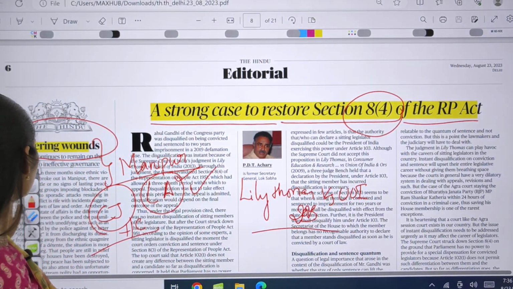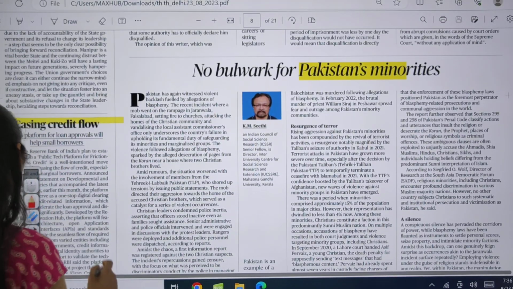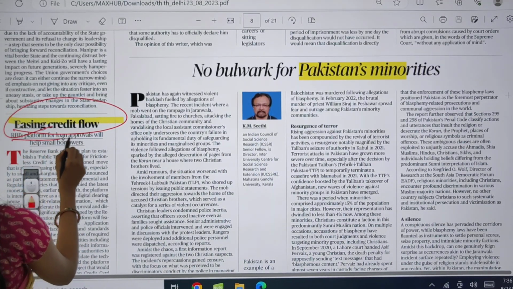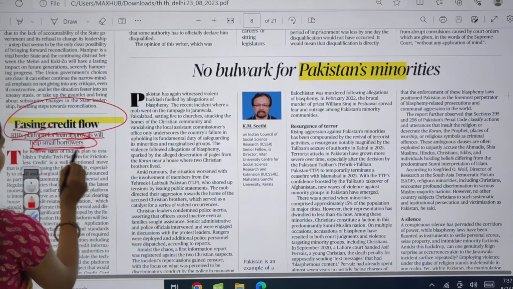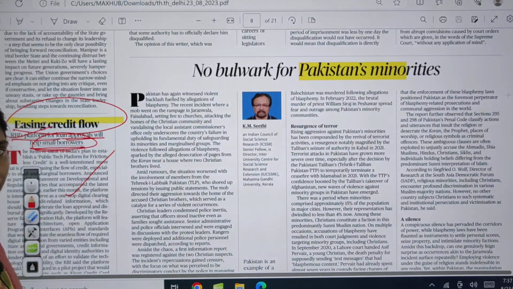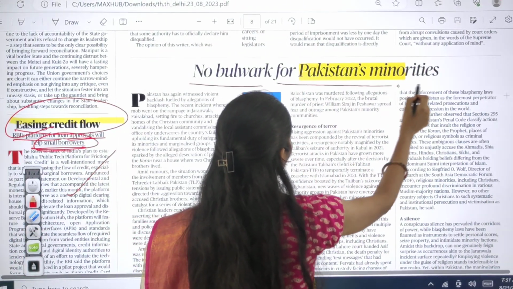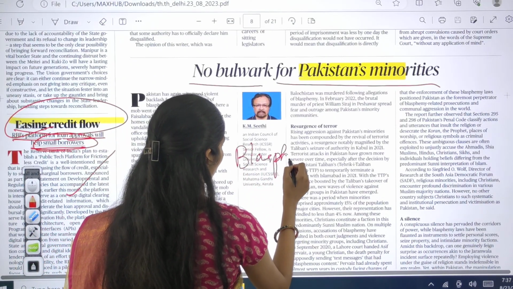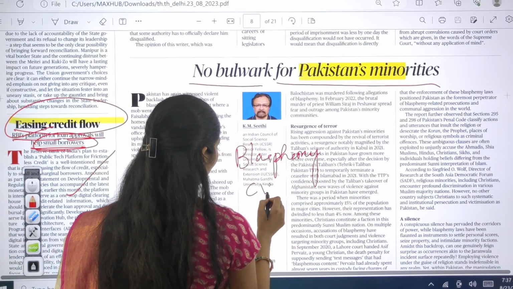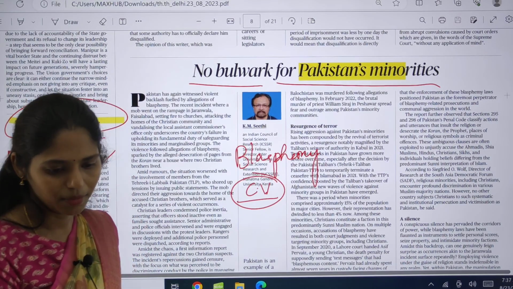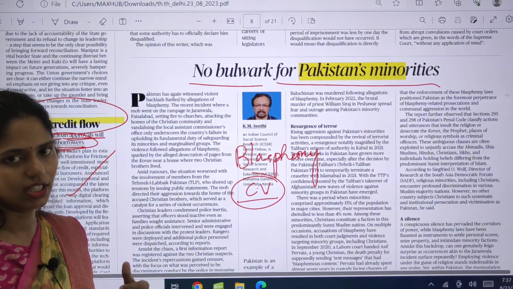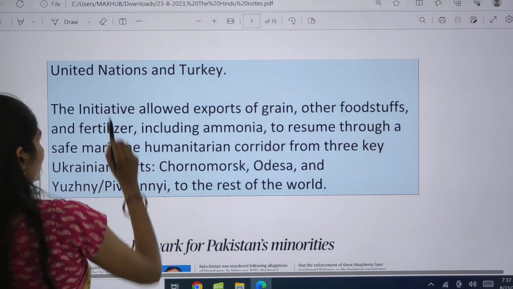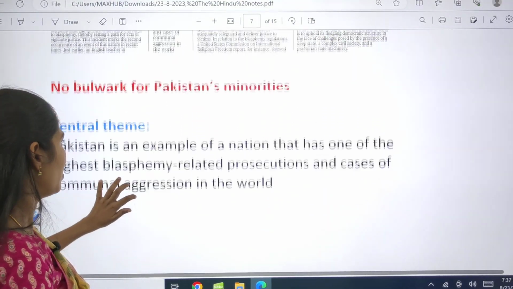That's it. If you move forward, here you can see there are two articles. The first one is about easing credit flow. This article focuses on RBI's platform for loan approvals, which will help small borrowers. We are going to see this topic in detail. The next one is no bulwark for Pakistan's minority. This article is talking about the blasphemy issue. It is an example of communal violence. If you are writing any answer regarding communal violence, you can also cite this issue between Christians and Muslims in Pakistan. Now let us see the detailed analysis of these two topics. First we are going to see about this blasphemy.